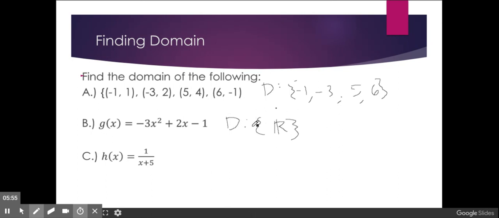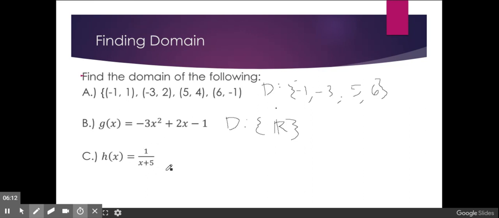Once again, you have the D, the colon, and then the squiggly brackets with the R with the line through it. It means you can plug in any number for x. There's no restrictions on it. You can use any number and it'll work in this expression.